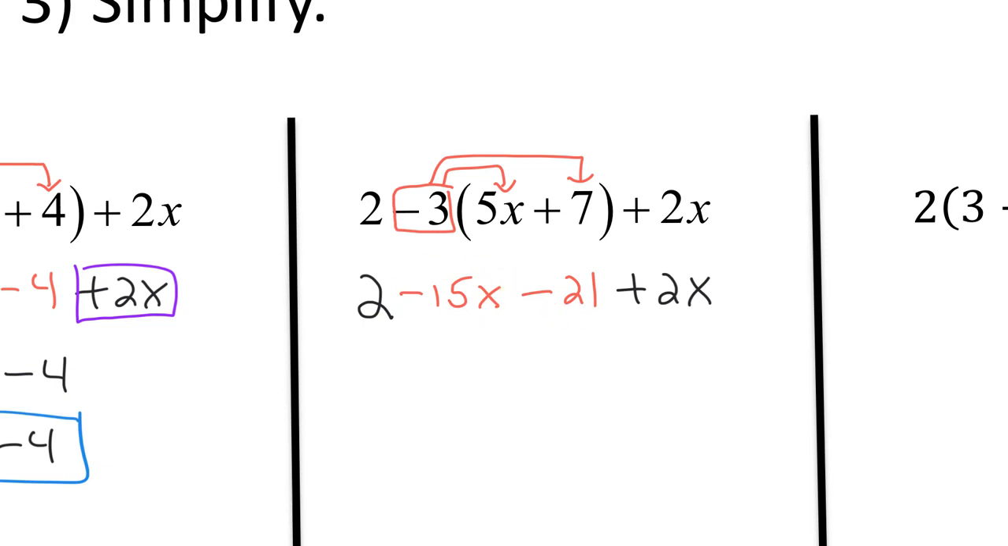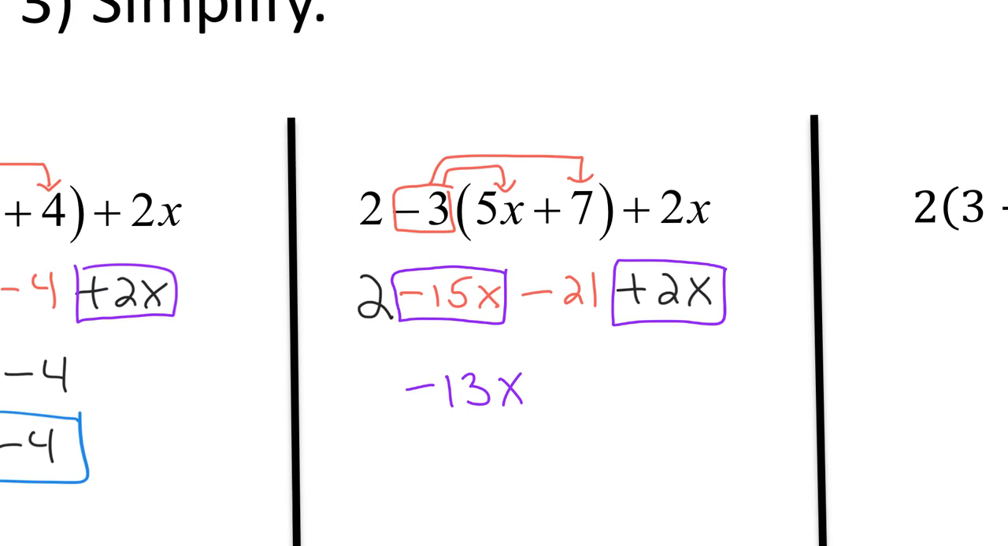The negative 15, so I'm going to put a box here, negative 15x plus 2x. One's negative 15, one's positive 2x. You combine those two numbers. You have to subtract because they have different signs. Negative 15 plus 2, that's negative 13x. You keep the same variable.